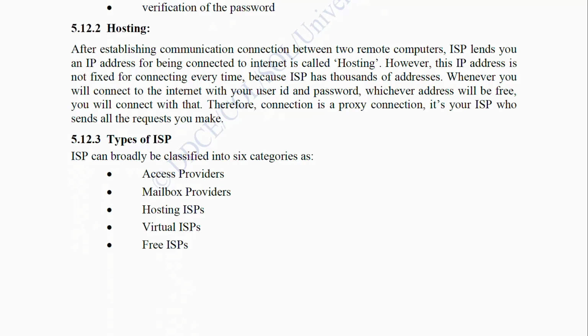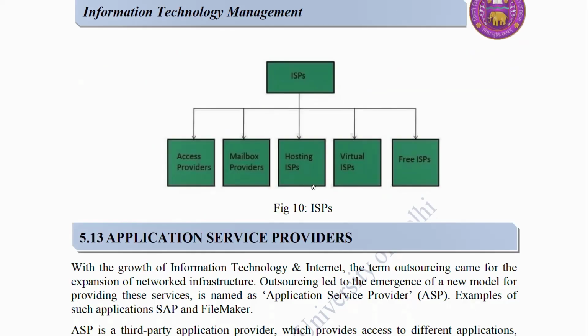5.12.3. Types of ISP. ISPs can broadly be classified into 6 categories as: point 1, access providers. Next, mailbox providers. Next, hosting ISPs. Next, virtual ISPs. Next and the last is free ISPs. Figure 10 represents ISPs.